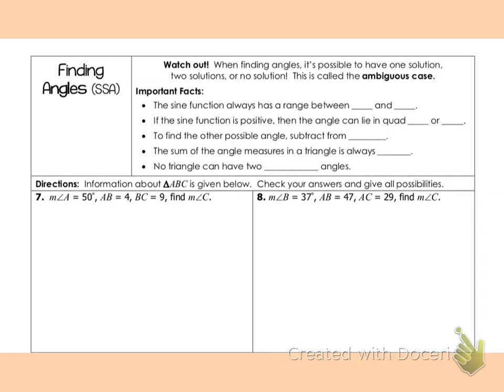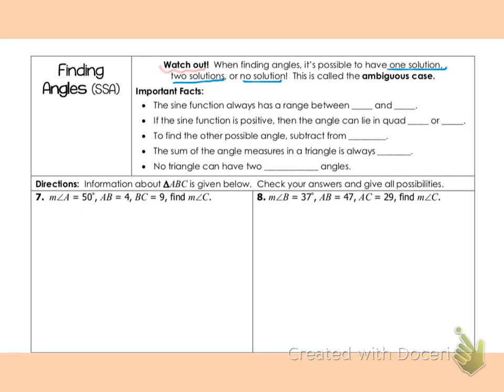Okay, so far we've just been finding lengths in these triangles. You might be wondering, can you use the law of sines to find angles as well? You absolutely can, but you have to be very careful when you do. You'll notice this little caution here. It says, watch out. When finding angles, it is possible to have one solution, two solutions, or no solutions.